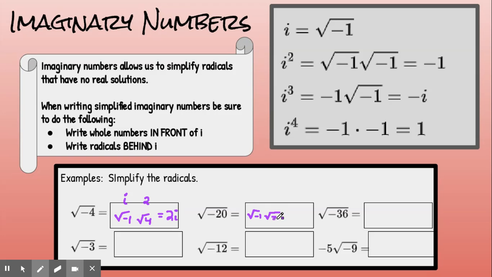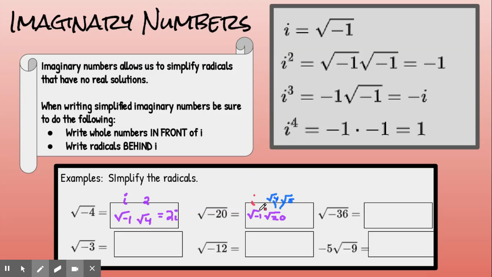I have the square root of 20, which can actually be factored further. I can take it and make it the square root of 4 and the square root of 5, because the perfect square of 4 fits inside there. So now when I look at it all together, I have an i here.